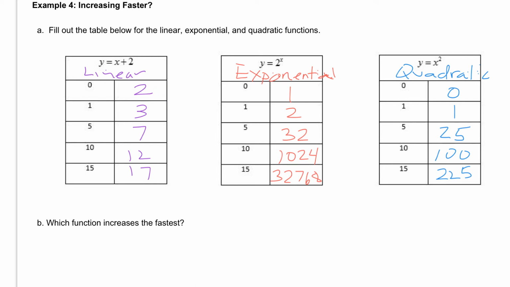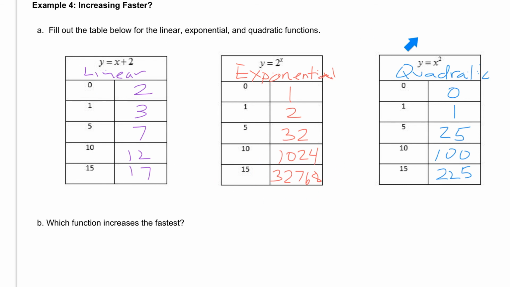You can see our linear function starts out higher, but it only increases very, very slowly, and we only get up to about 17 as our y value. If you look at our exponential function, we start out at 1, we get to 2, and then we increase so fast from 32 to 1,000 to 32,000, being our biggest number in our table. Our quadratic function, the same way, we have 0 to 1 to 25 to 100 to 225, but that doesn't even compare to the 32,000 with our exponential function.